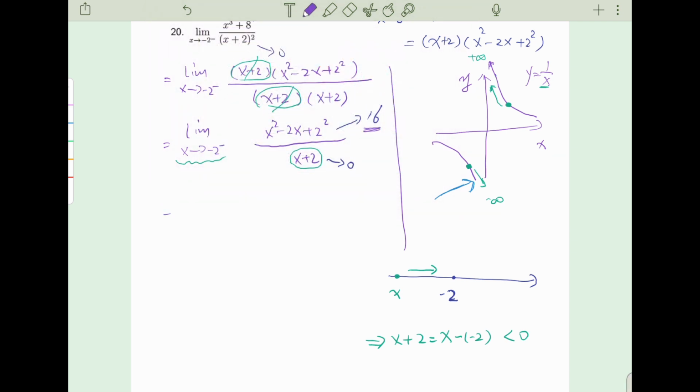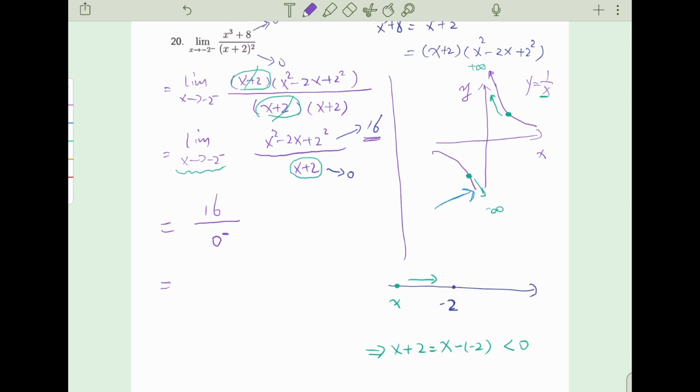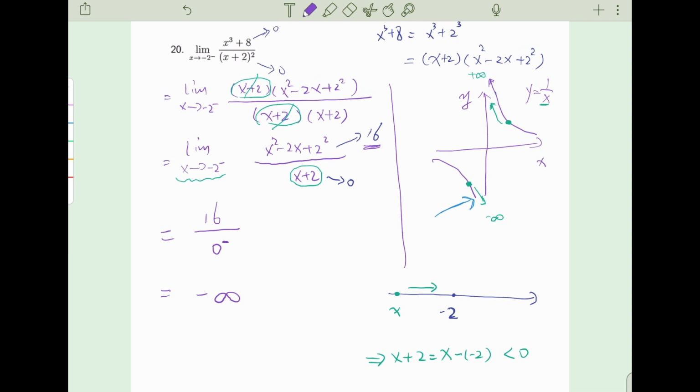So now we have that this is going to 16, right, over this going to 0 from the negative side, so it becomes 16 over 0 negative. This is just a form, an expression that tells us that this is a very, very small negative number in the denominator. We are not actually dividing by 0. It's just a form, and so by our discussion the limit is negative infinity. Okay, so that is question 20.